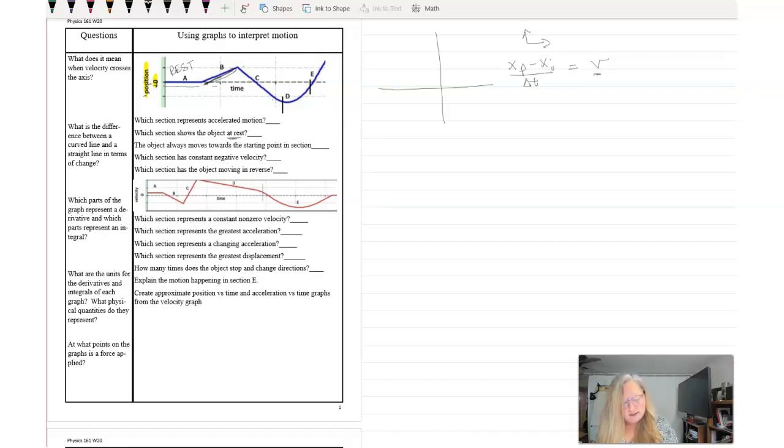And one of the questions asks, when is it accelerating? When is it accelerating? Accelerated motion. There we go. So that's definitely not it.